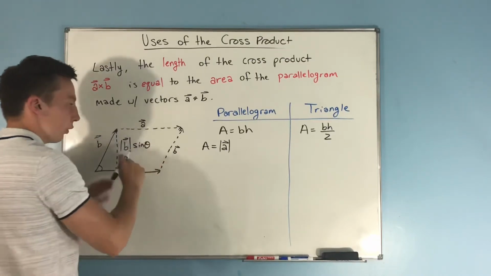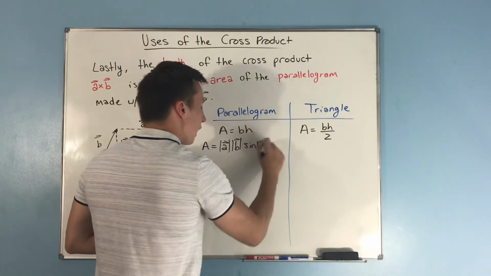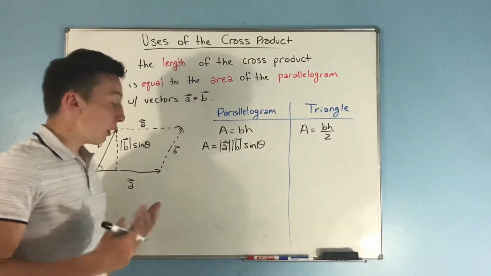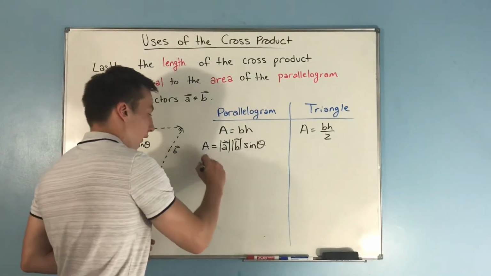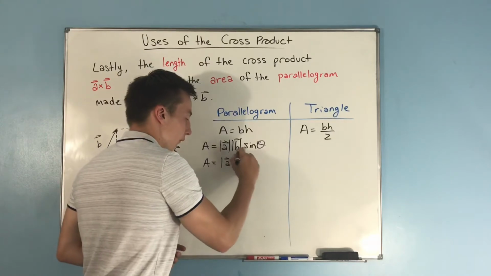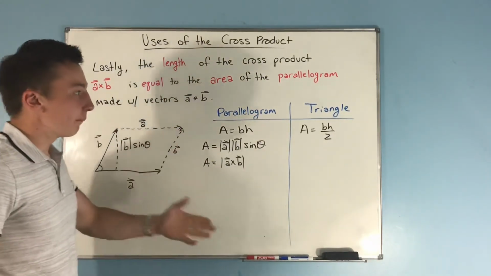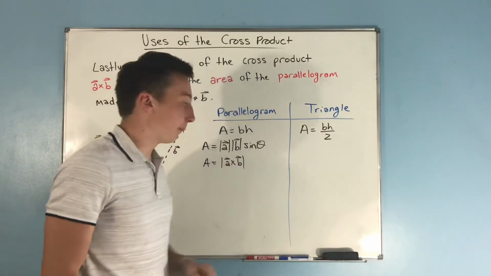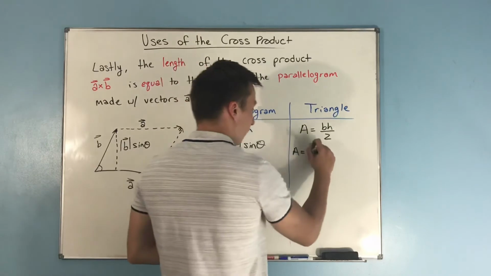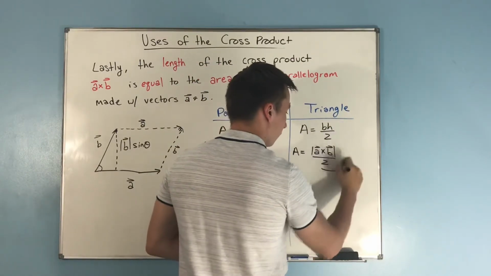So you see now that our height is the magnitude of B times sine theta. And what is the magnitude of A times the magnitude of B sine theta equal to? That's equal to the cross product. So the area is equal to the magnitude of A cross B. And for a triangle, if this is base times height over 2, then the area equals the magnitude of A cross B over 2.